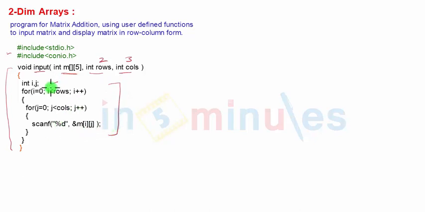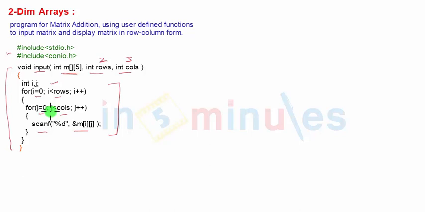We'll define int variables for looping, then one for loop for rows, i equal to 0 to i less than rows, and another for loop j equal to 0 to j less than columns. And then we'll use the scanf function to input m[i][j]. So here it will input the matrix into the m array of the size given by the user, that is rows and columns. For example, if rows and columns are 2 and 3, then this function will input a 2 by 3 matrix into the given m array.